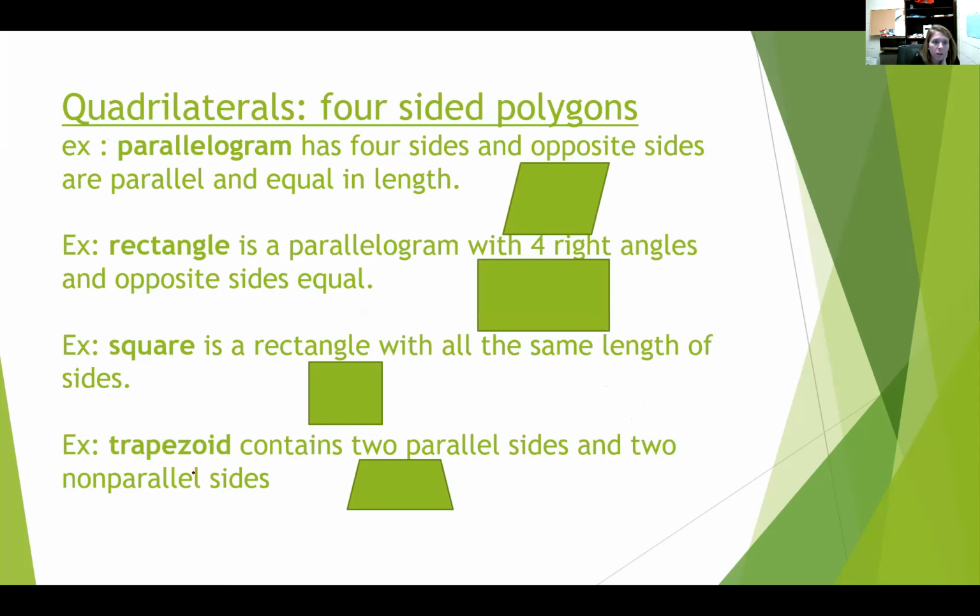Okay. All right, so here's our quadrilaterals. A parallelogram has 4 sides and opposite sides are parallel. So these are parallel and it's equal in length. A rectangle has 4 right angles and the opposite sides are equal. So this side is equal to this side and this side is equal to that side. And it all has right angles. A square has all the same lengths and right angles. And then trapezoid, these are going to be parallel. And then you have 2 non-parallel sides, okay? So these are all 4-sided quadrilaterals or polygons.